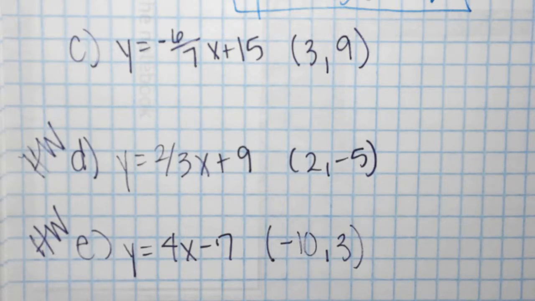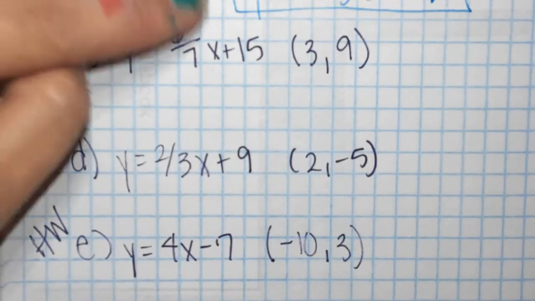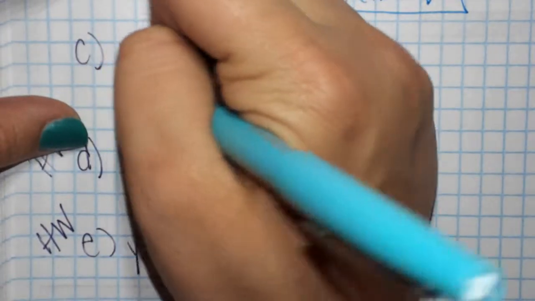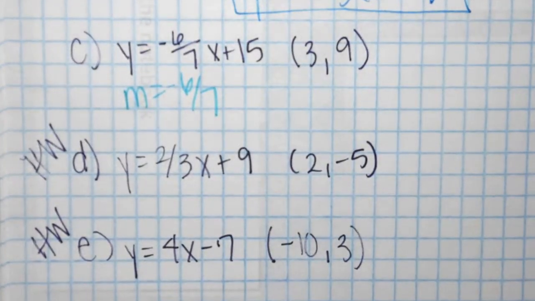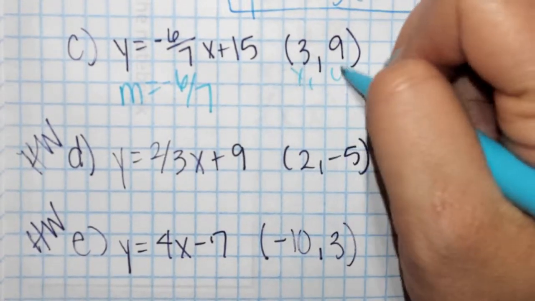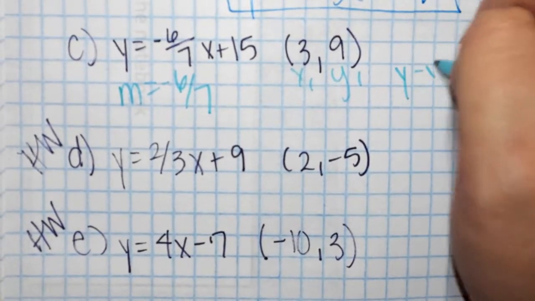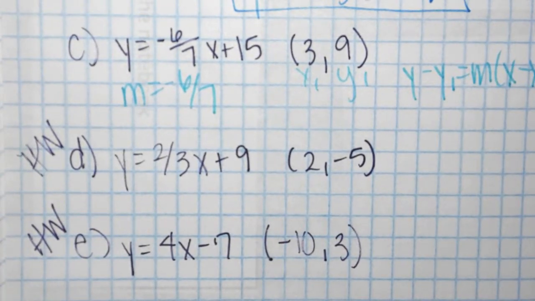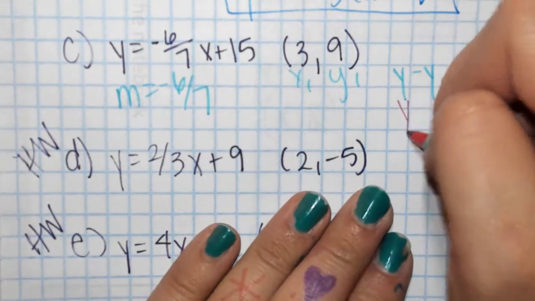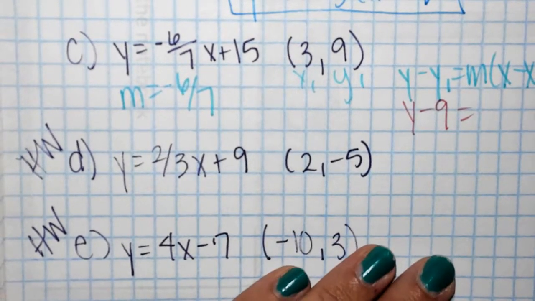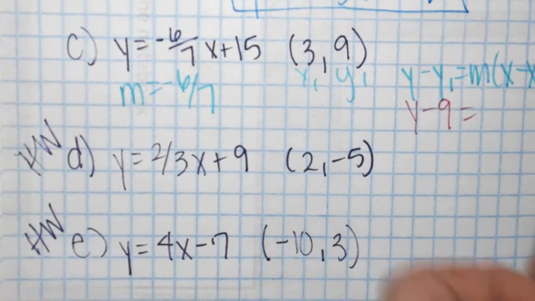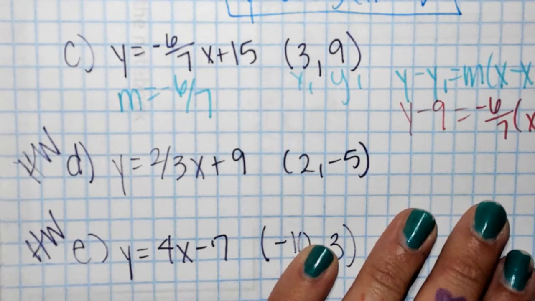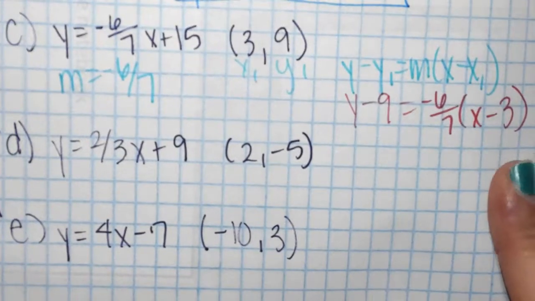Alright, so for C, the last one that we're going to do in class, while y'all are finishing writing down your homework, what is the slope of that line that I gave you? Negative 6/7. And what's our point? So how would I write this in point slope form? Who can tell me? y minus y1. y minus 9 equals negative 6/7. Awesome, fantastic.